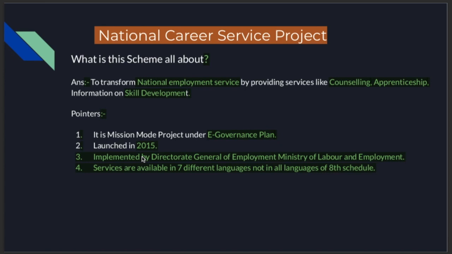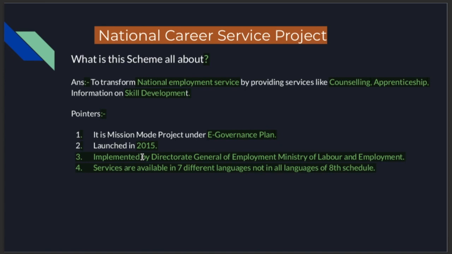You may get confused that this is related to skill, and therefore the Directorate General of Employment is in the Ministry of Skill Development and Entrepreneurship. No, it is implemented by the Directorate General of Employment, Ministry of Labor and Employment.